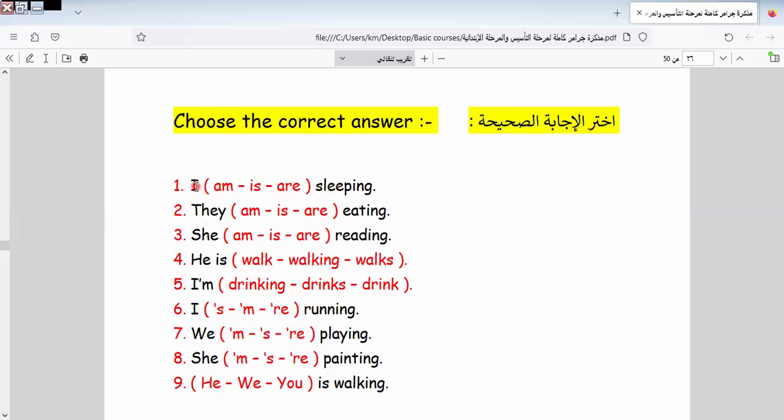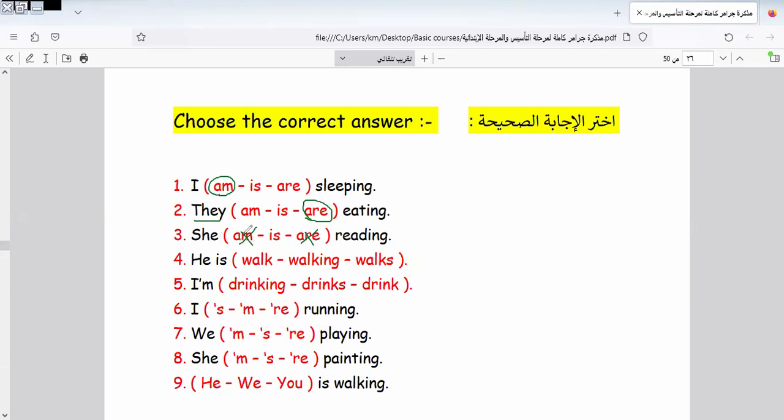Here we say I am, is, are sleeping. What is the suitable answer for this? As we know, I takes what? I takes am. Here we have they. They takes what? As we know, in this tense we take are, so it will be they are eating. Here we can say she am is wrong. We can say she are is wrong. If someone says, Miss Iman, what can I say? I can say to you, you don't know English at all.